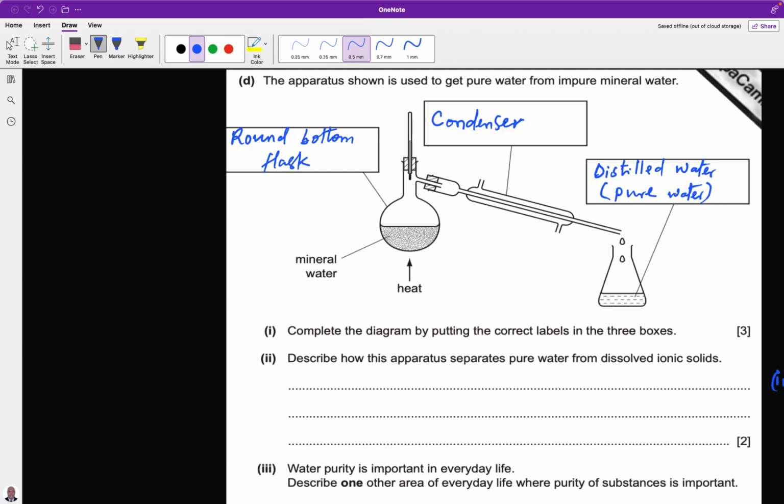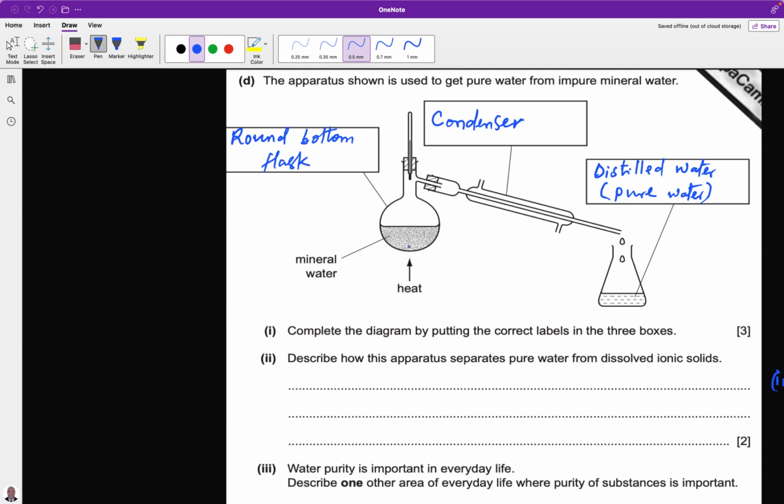That is 1. Then describe how this apparatus separates pure water from dissolved ionic solids. This is mineral water with the different ions. How can we now obtain pure water and set aside the ionic solids? The first step is heating this. When the mineral water is being heated, it evaporates.